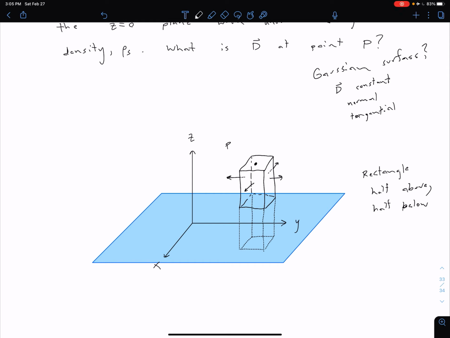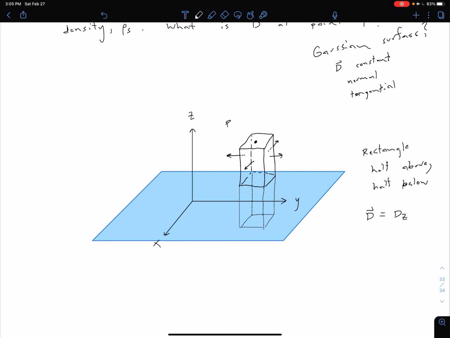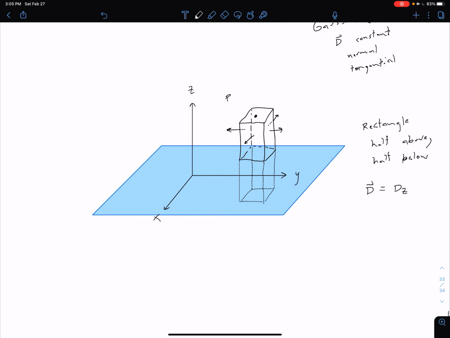And of course, for all of those, like we've already talked about, our D is just going to be in the z direction or the negative z direction, depending on whether we're above or below the infinite sheet. So in this case, because our point P is above, we know D is equal to just the z component. So basically what that means is when we do the dot product for our integral, the terms for all 4 of our sides are going to be D dot dS equals 0.